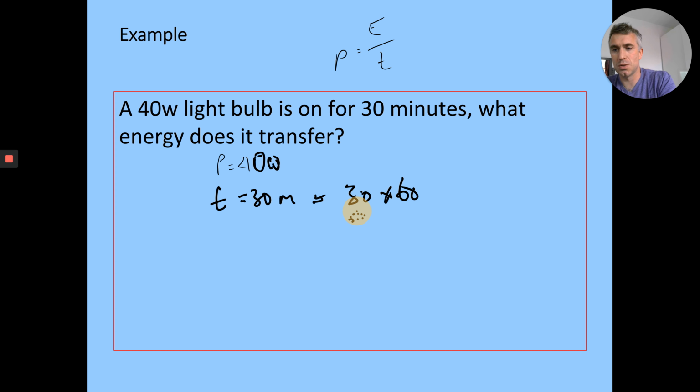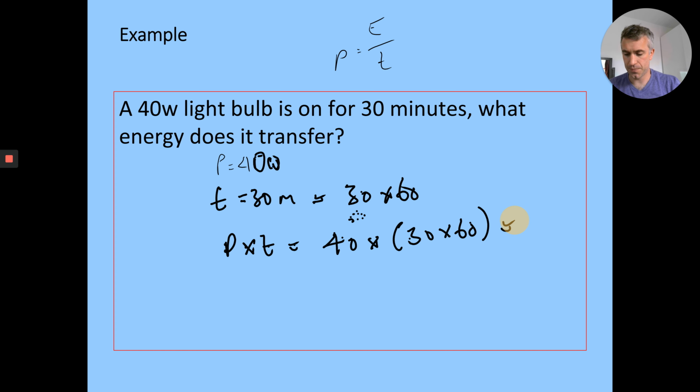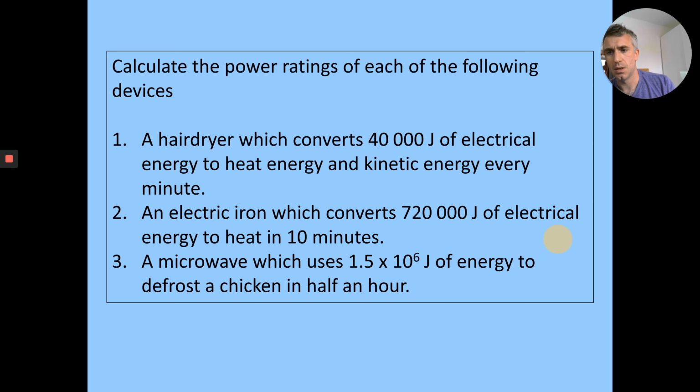So we need to do power times time, which equals 40 times 30 times 60. It's a calculator job; I probably should be able to do this in my head, but I can't. 40 times 30 times 60. Energy transferred is 72,000 joules. Simple. Here we go.